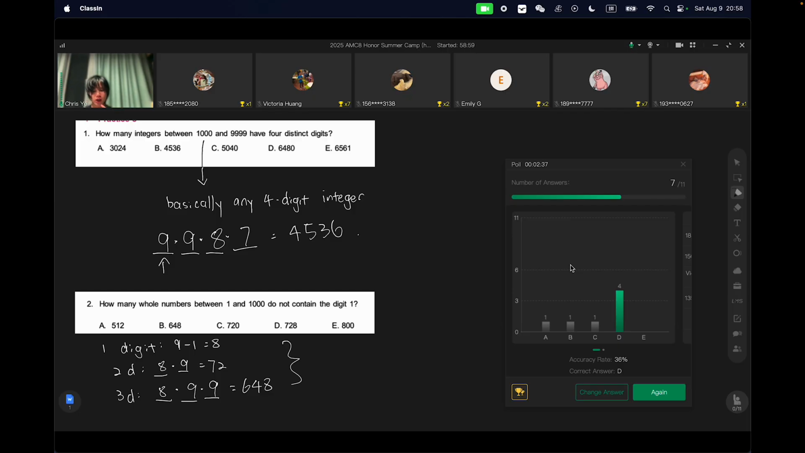And for 3 digits, it's basically the same logic, except there is a third digit which also has 9 options. So it will be 8 times 9 times 9 equals 648. And by adding it all up together, we get 728. And that will be our answer. Are there any questions?